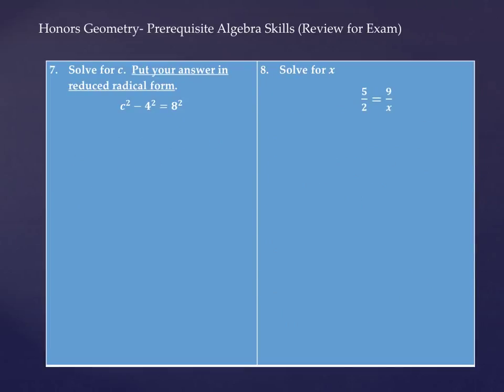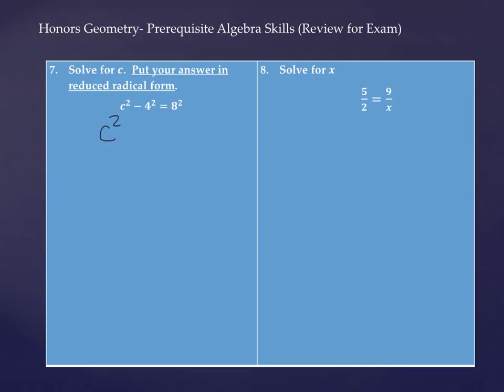Okay, number 7 and number 8. First, number 7, solve for C. Put your answer in reduced radical form. Here again, we're subtracting 4 squared. I'm going to do it incorrectly first, so I'm going to say not the same here. C squared does not turn into plus 16. Make sure that you are not making that mistake. That subtraction sign right here is an operation, and that is not going to get captured into that square. So we've got to simplify first.